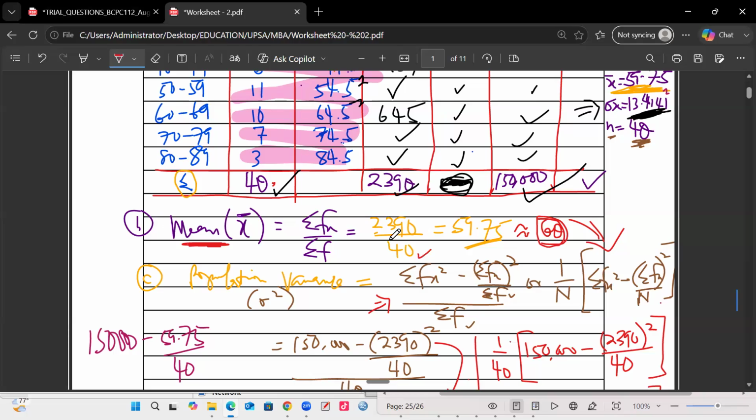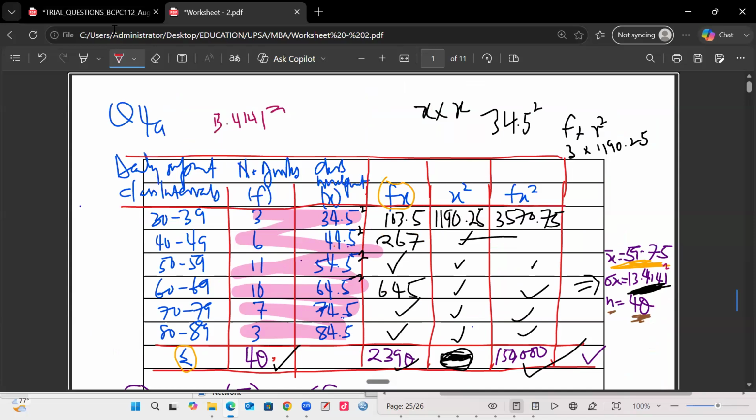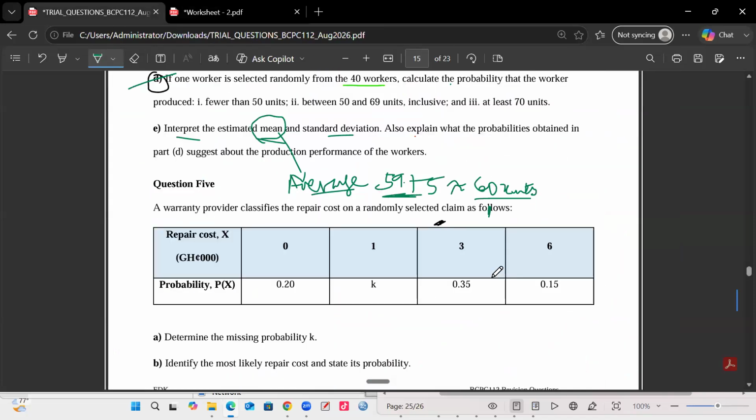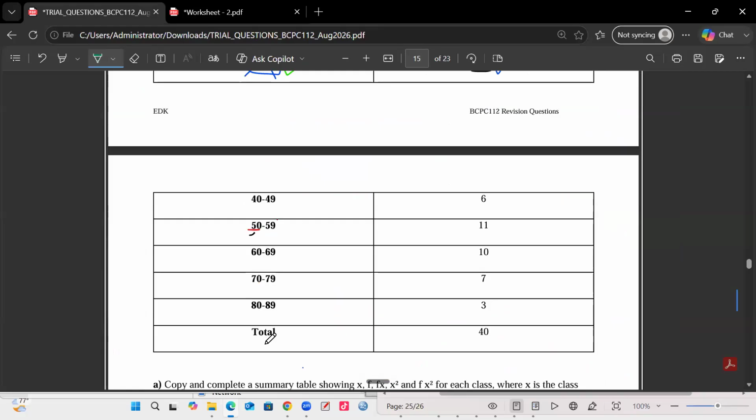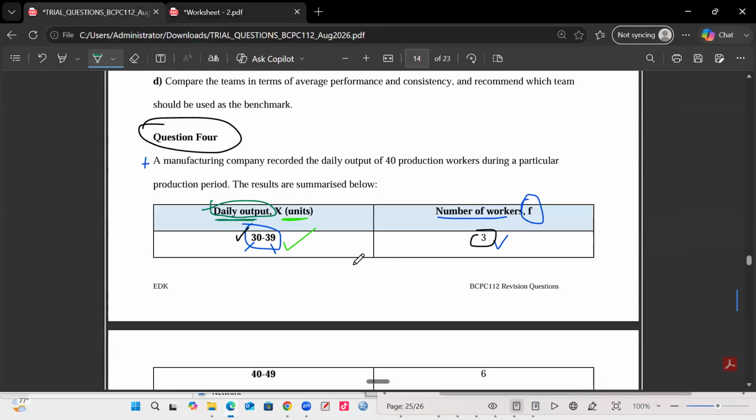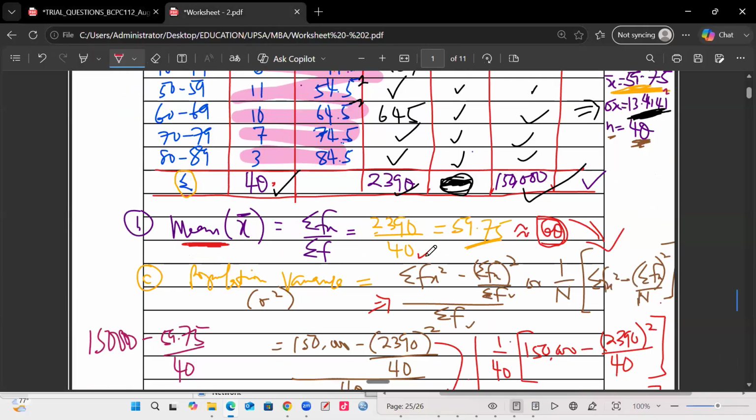Do you get it? And this 40, what does it stand for? It stands for the total number of workers here. Number of workers is what? 40. So it is the 2390 divided by 40 workers. So if we've gotten 59.75, it means that it is 59.75 units per one worker. That's the interpretation. So the top here is 2390 units over 40 workers.